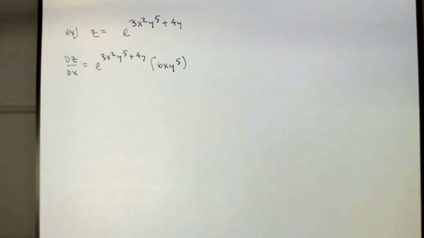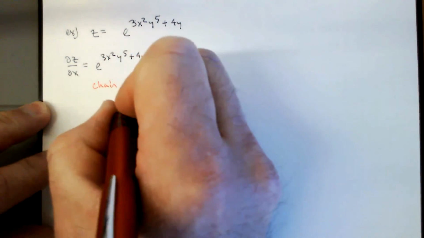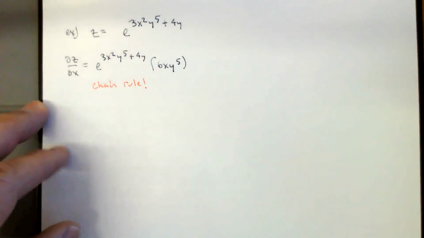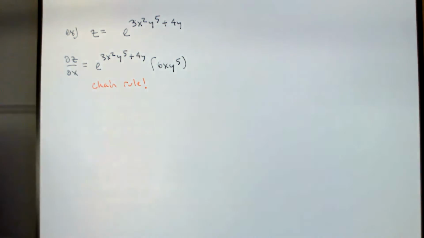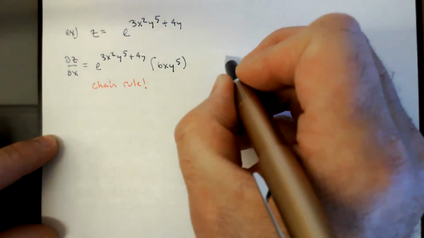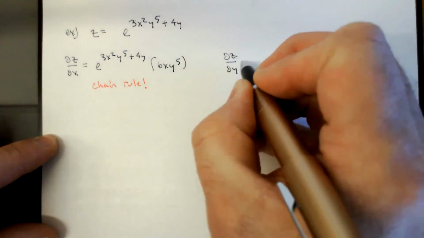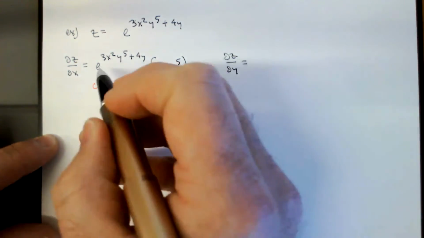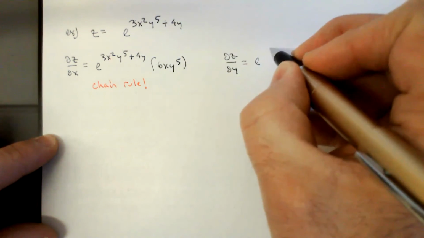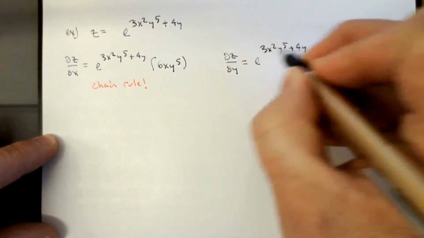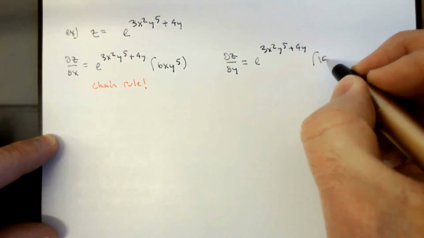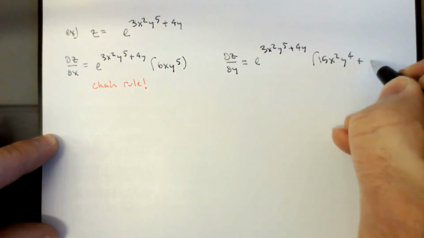The chain rule is always in effect. When we take the partial derivative of z with respect to y, we're still going to use the chain rule. The derivative of e to a thing is e to the thing times the derivative of that thing, which is going to be 15x squared y to the fourth plus 4.